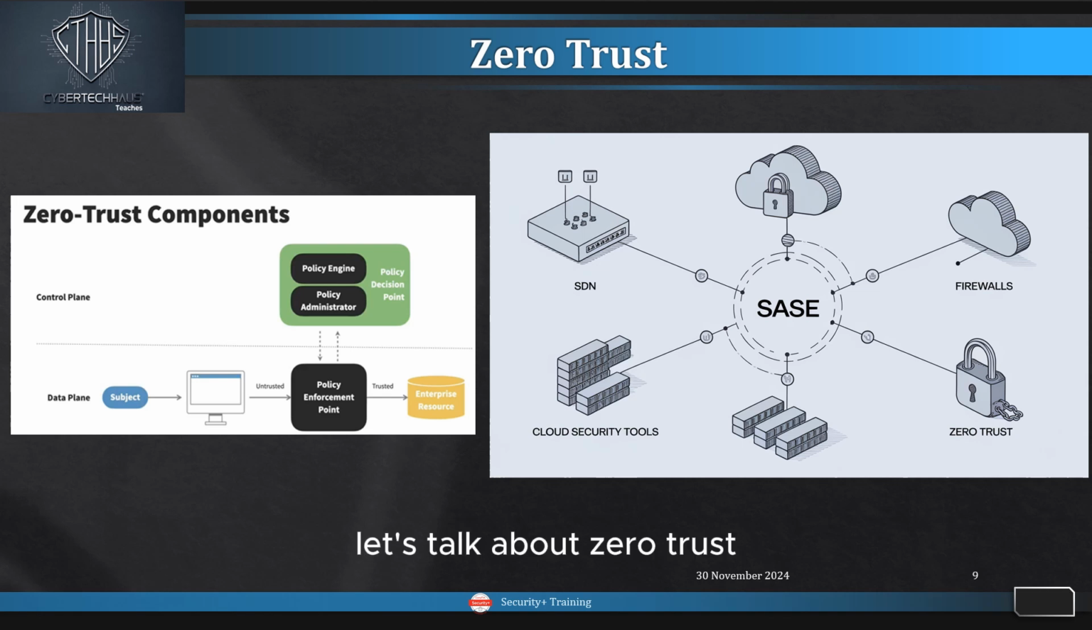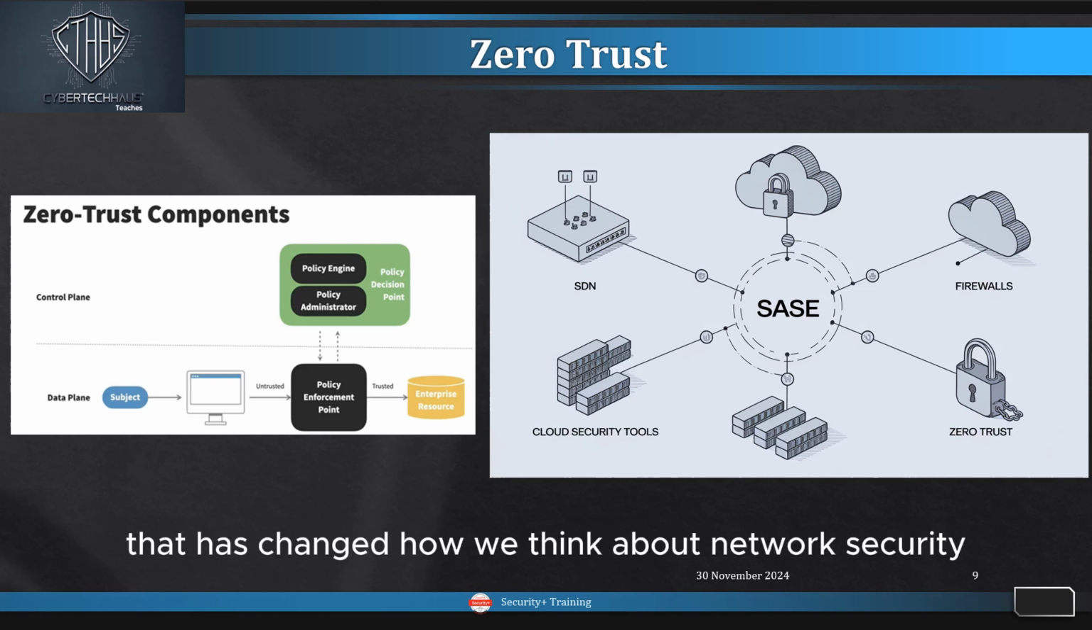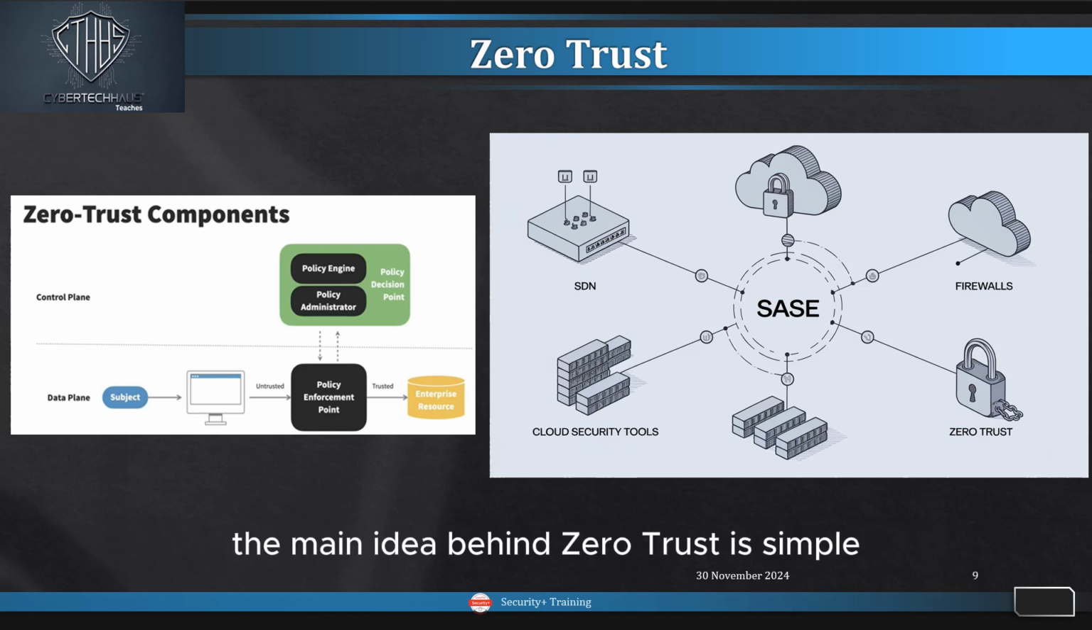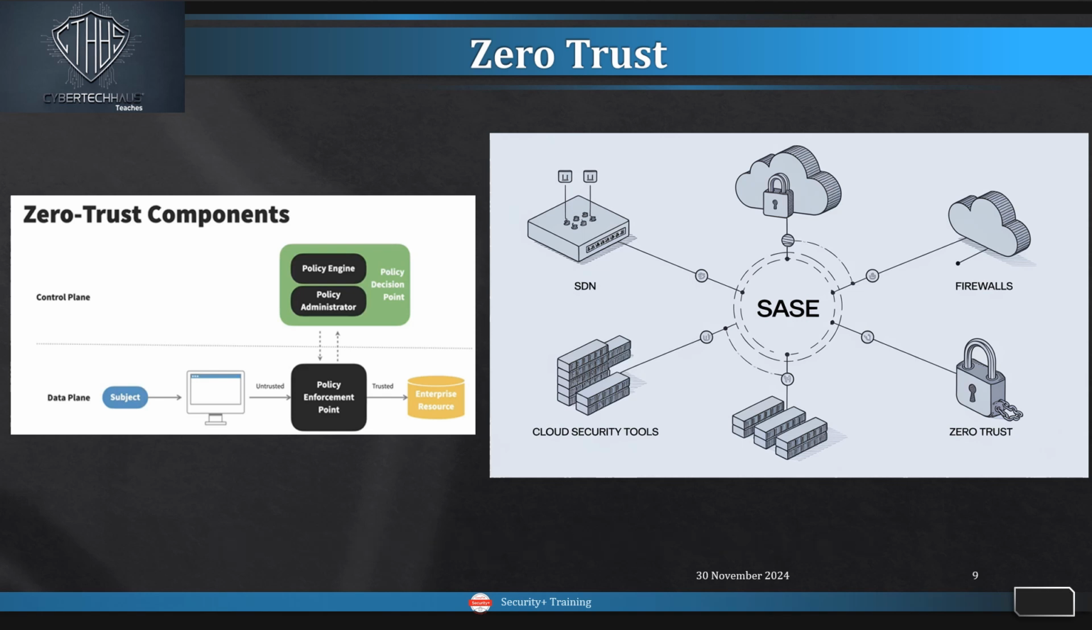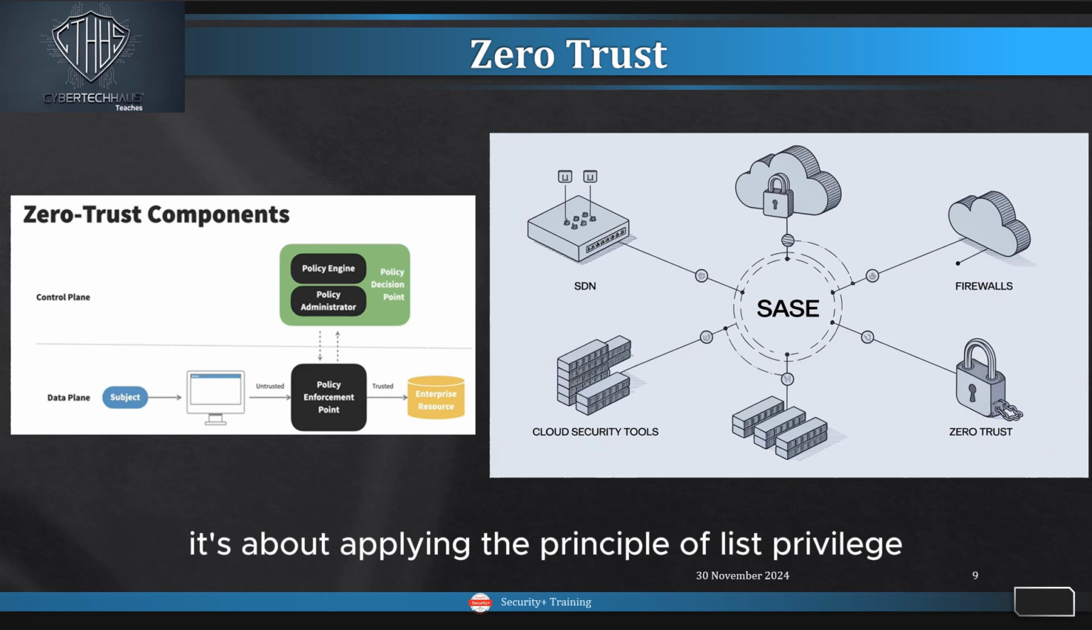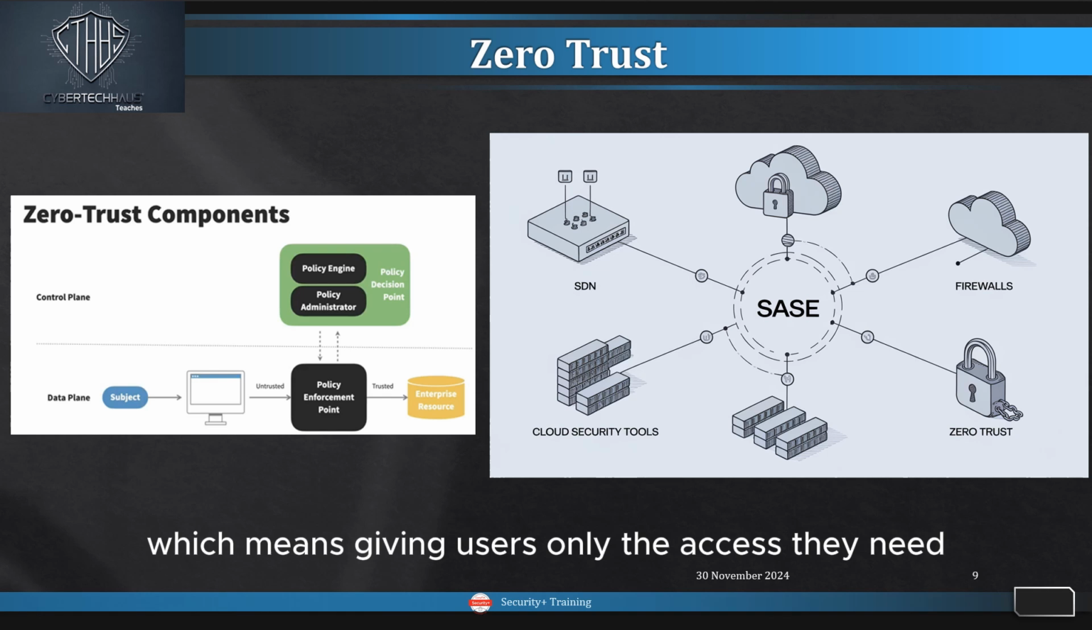Let's talk about Zero Trust, a key security model that has changed how we think about network security. The main idea behind Zero Trust is simple. Don't automatically trust any user or device just because they are inside the network. It's about applying the principle of least privilege, which means giving users only the access they need, nothing more.